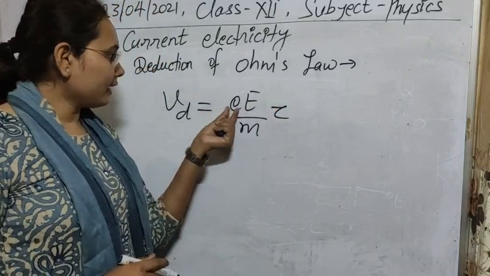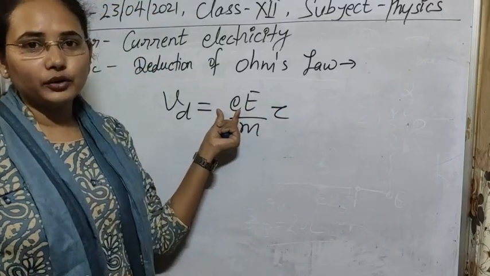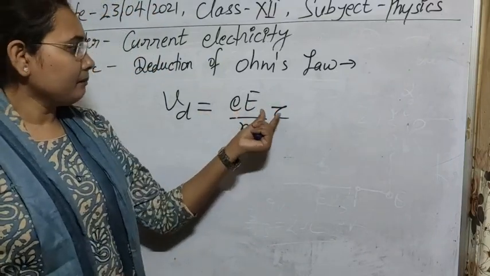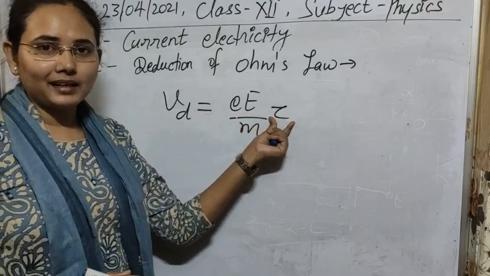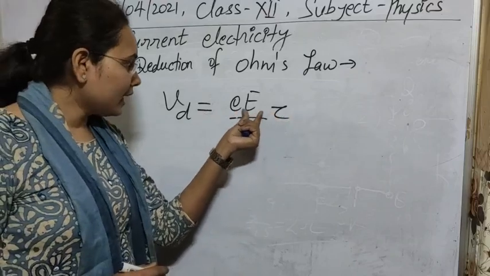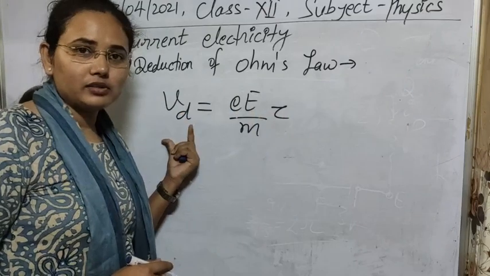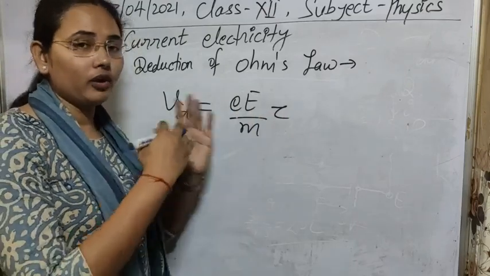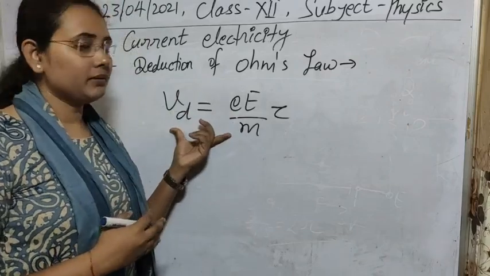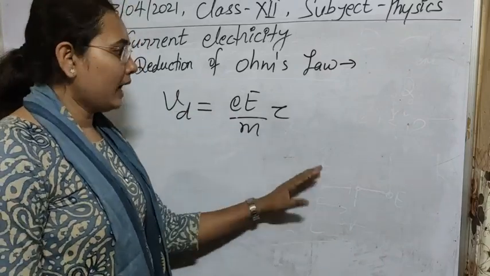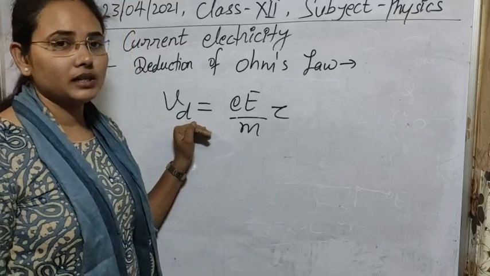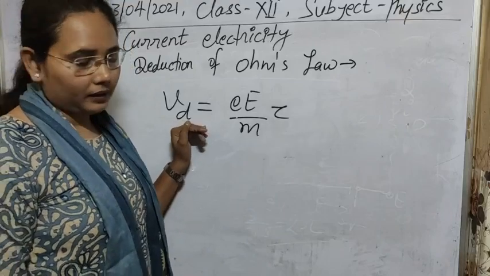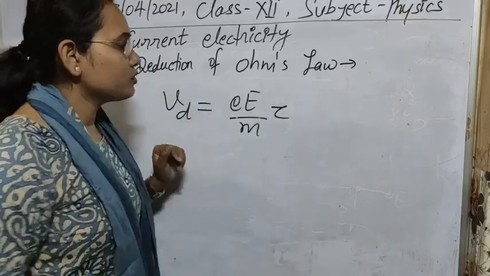So for any electron, or any charge Q, if its mass is m and tau is the time it takes, that is the relaxation time, and if an electric field is applied, then the drift velocity it gains to move from one end to another is given by this term. Now with the help of this drift velocity term, we can deduce Ohm's law easily.